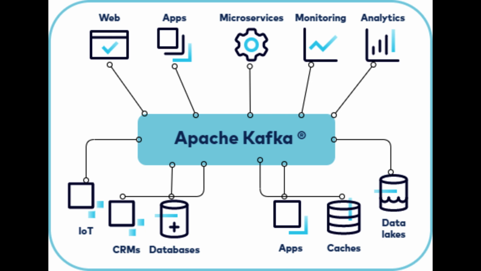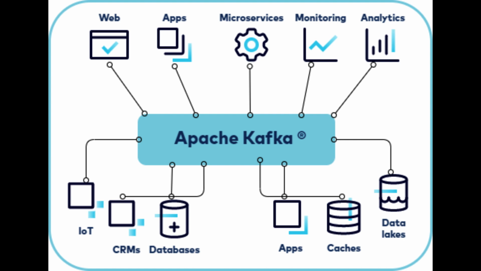Apache Kafka is known for its high throughput and low latency, making it a popular choice for building real-time data pipelines and event streaming applications. Several factors contribute to Kafka's speed and performance.